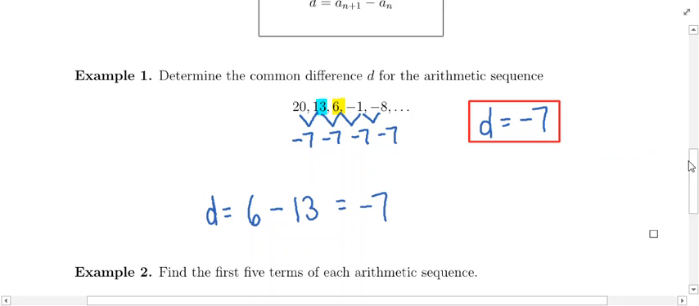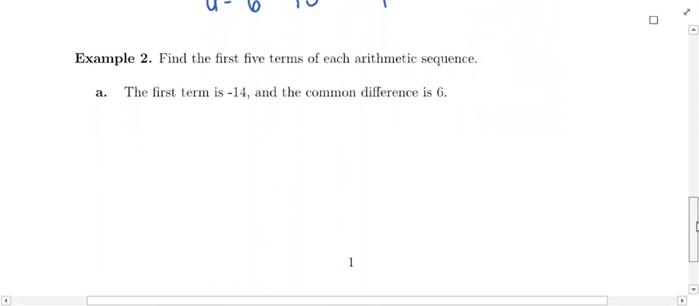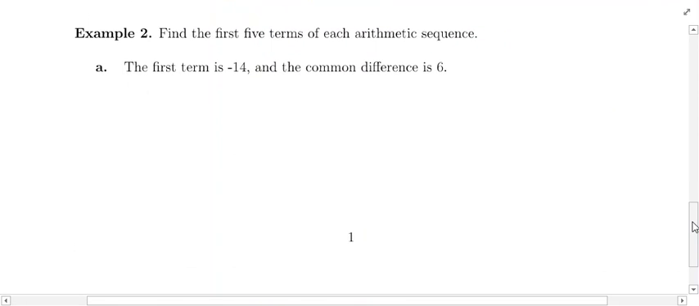In example 2, we have a couple of parts. It says find the first 5 terms of each arithmetic sequence. In part A, we're told the first term is -14 and the common difference is 6. Based on this description, we can easily generate the first 5 terms. So a_1, the first term, is given. It's -14.